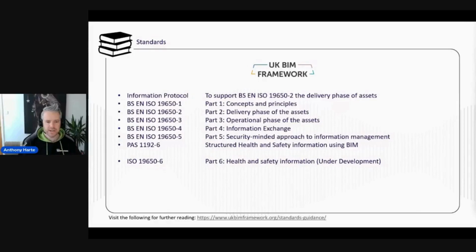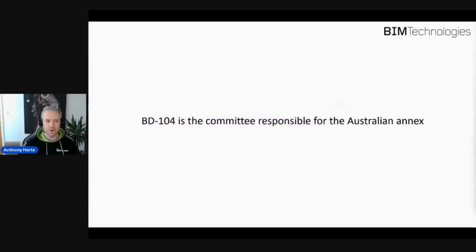So in terms of national annexes, it's the BD 104 within Australia. That's the committee who's responsible for the national annex within your country, within Australia, and they will be putting that together at the back end of the ISO 19650.